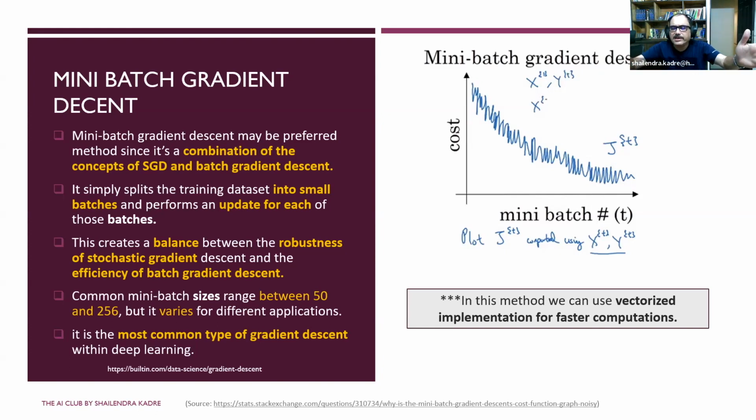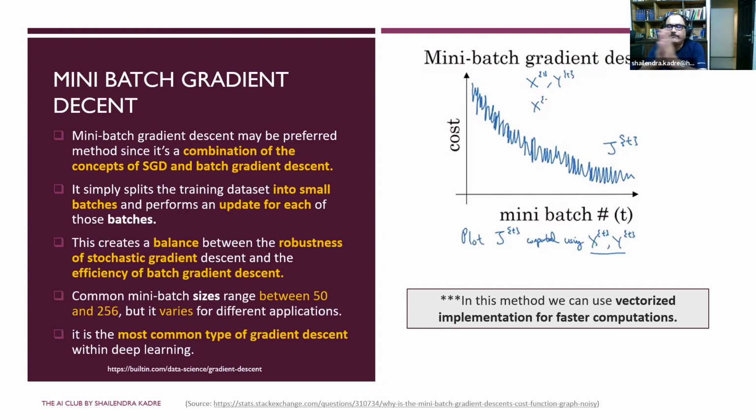Suppose you have 1 million records. We'll divide it into batches of 50, say 50 is the number I have taken. So 1 million divided by 50 updates will be applied to your parameters. For every batch, an update will be applied once. For 50 records, we will accumulate the partial derivative, take the average, and then update the parameter. That is one update, for the first batch.